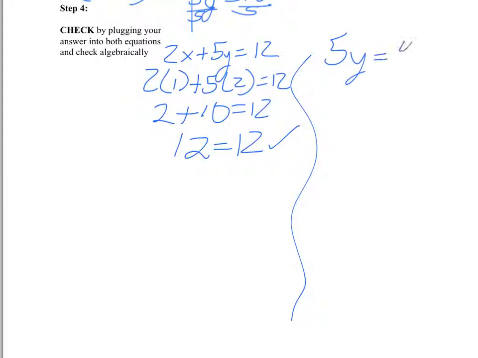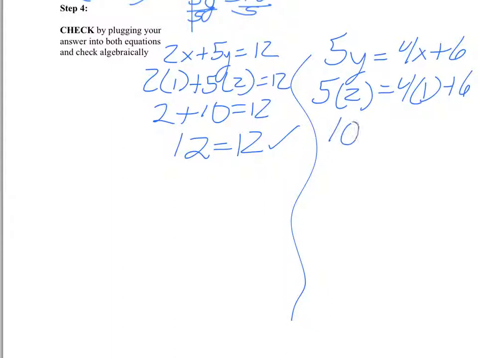5y equals 4x plus 6 as my second equation. 5 times 2 equals 4 times 1 plus 6. 10 equals 4 plus 6. 4 plus 6 does in fact give me 10, and my answer checks. So very similar to what we did yesterday. It's just that you have to multiply one of the equations, everything in that equation, through by a negative 1 first.